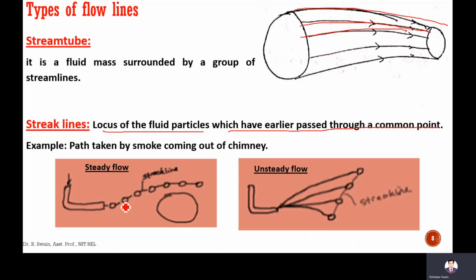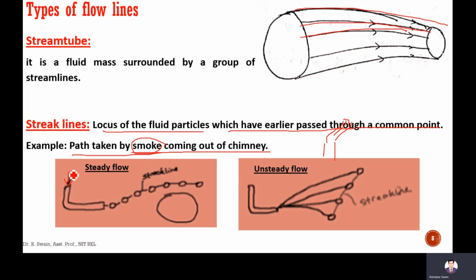Streak line. Streak line is the locus of fluid particles which have earlier passed through a common point. Means the fluid particles which have passed through a common point earlier. For example, the path taken by smoke coming out of a chimney. If I have marked that chimney, a path is coming. You can see in the air that the smoke has already come out, the fluid particle has already left that position. But you will find a line, it will be visible, that is the streak line.